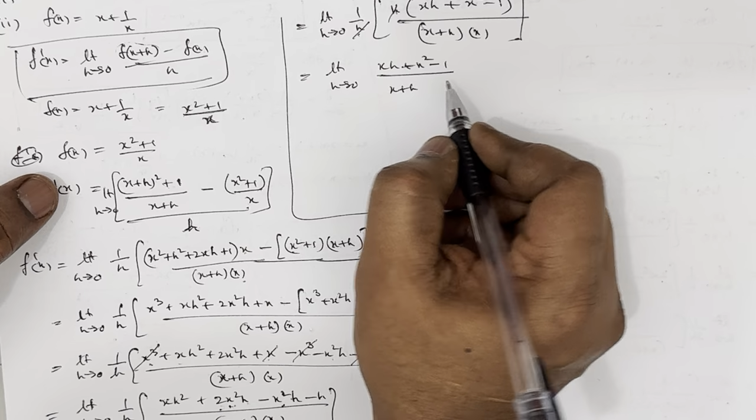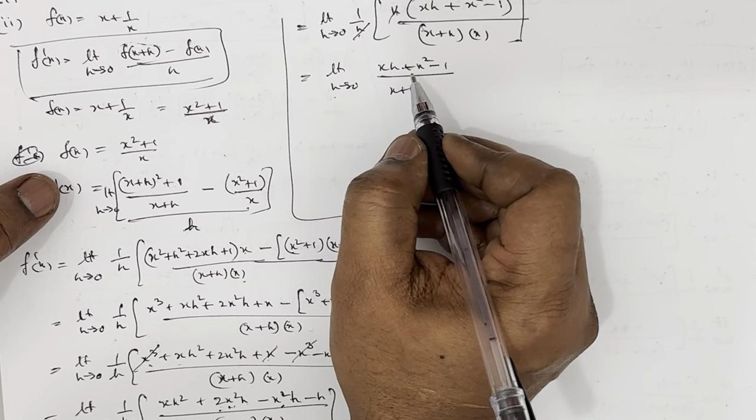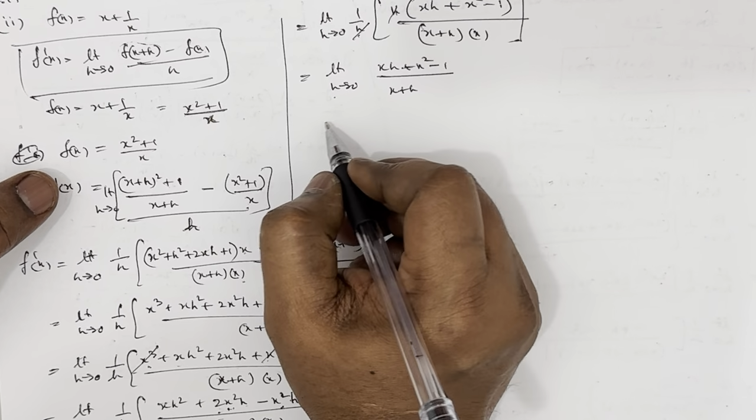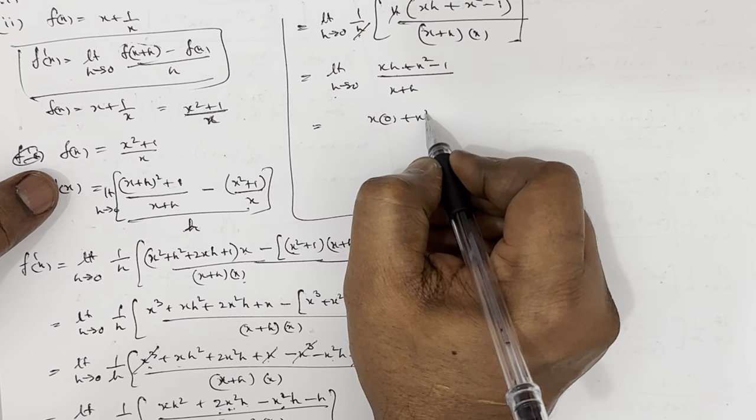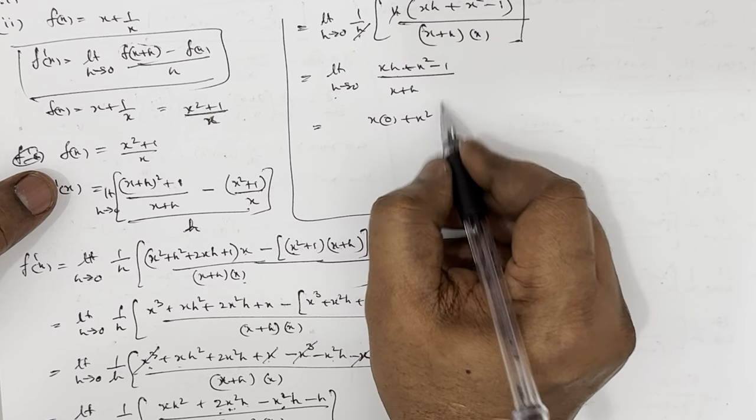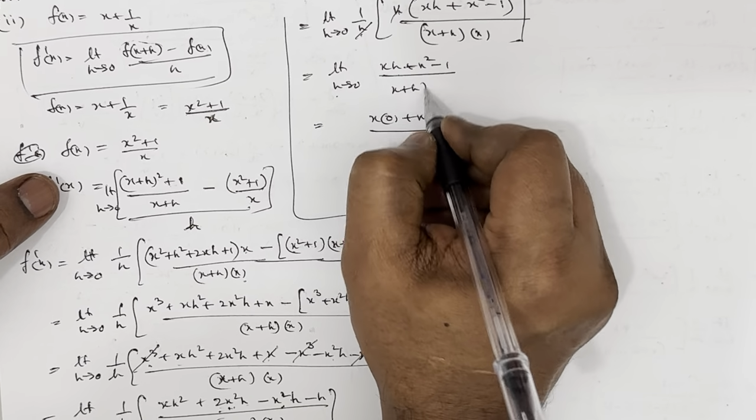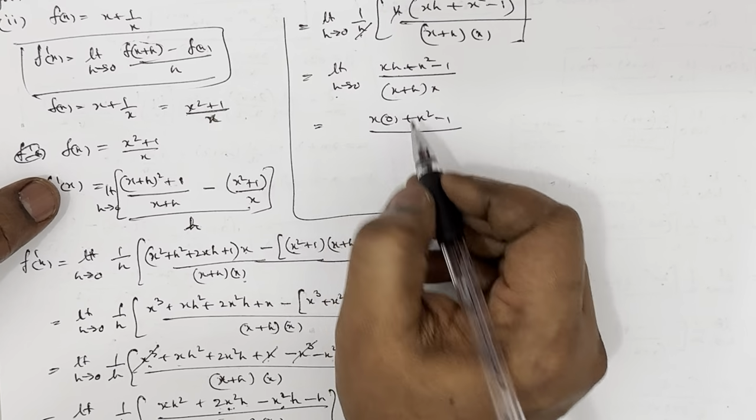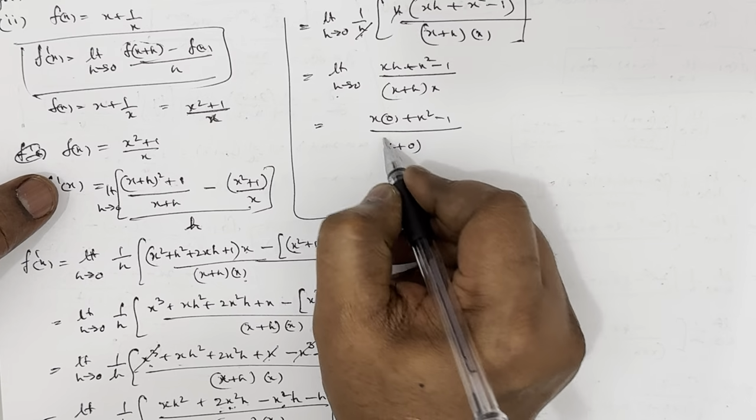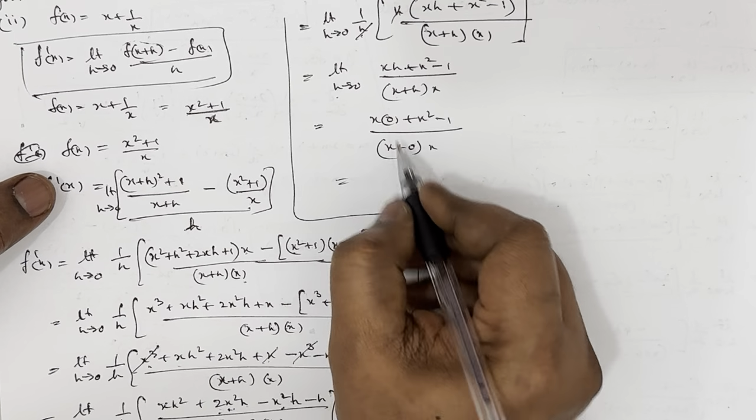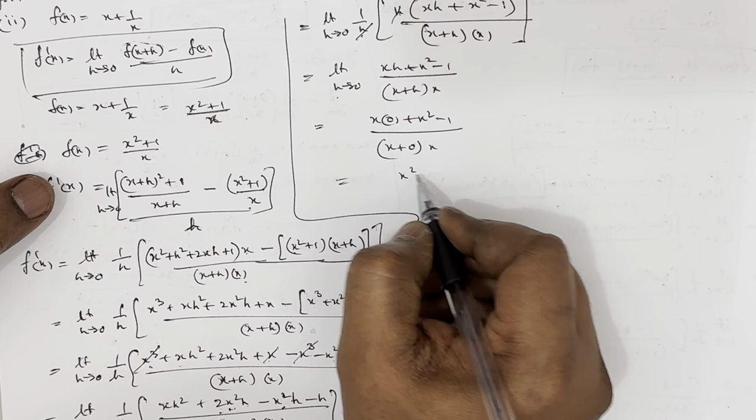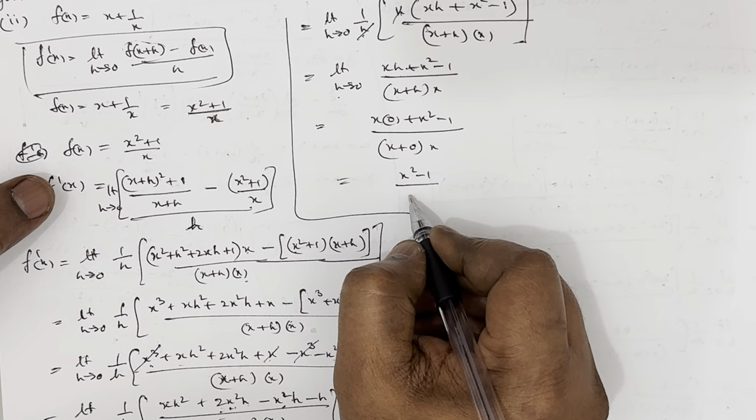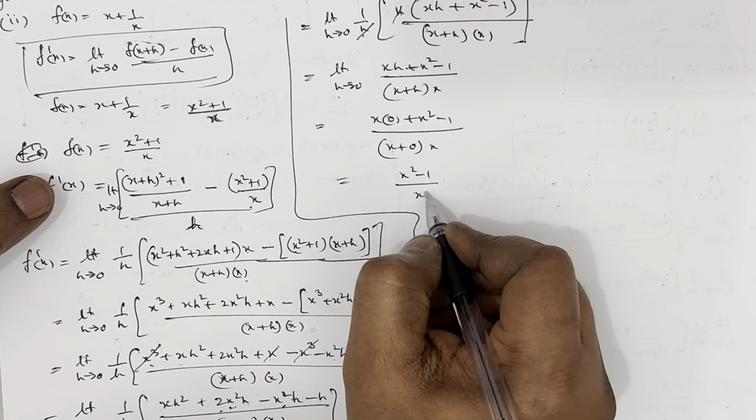Now, that's it. Now putting the value of h, we'll have x into 0 plus x square minus 1 upon x plus 0 by x. So this will be, x into 0 will be 0, so x square minus 1 upon x plus 0 will be x, and x into x will be x squared.